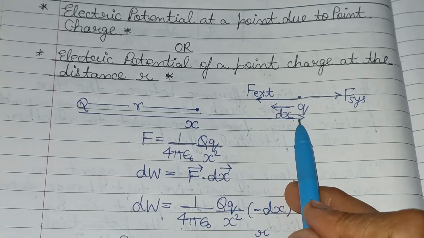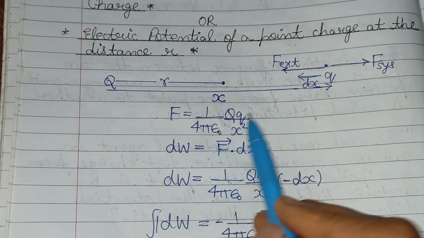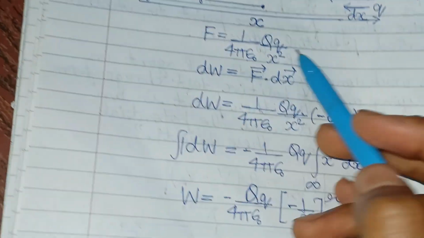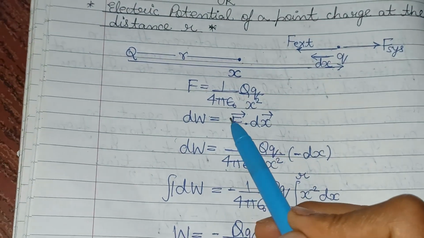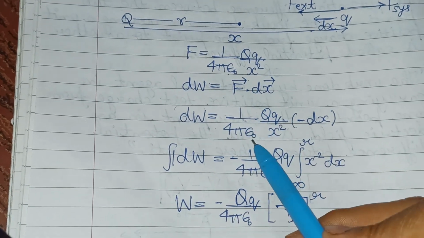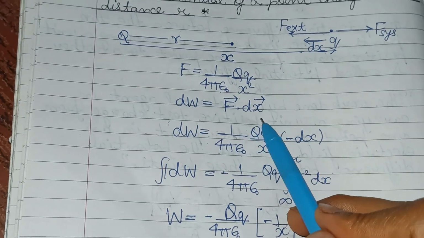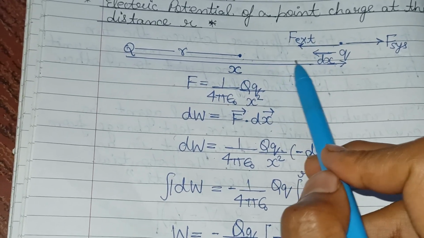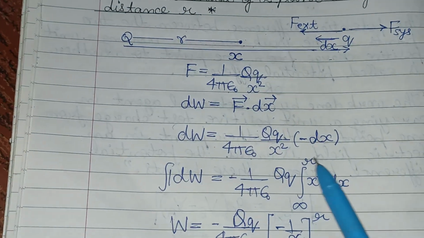and the distance moved is dx. So the formula of force, Coulomb force, is 1 upon 4 pi epsilon naught, q into q by distance x squared. Work done is equal to force into displacement, and the force is F vector and displacement is dx vector. Differential work done is 1 upon 4 pi epsilon naught, q into q upon x squared, into minus dx, because this dx is in the negative direction, the negative x-axis, or we can say the opposite direction, minus dx.